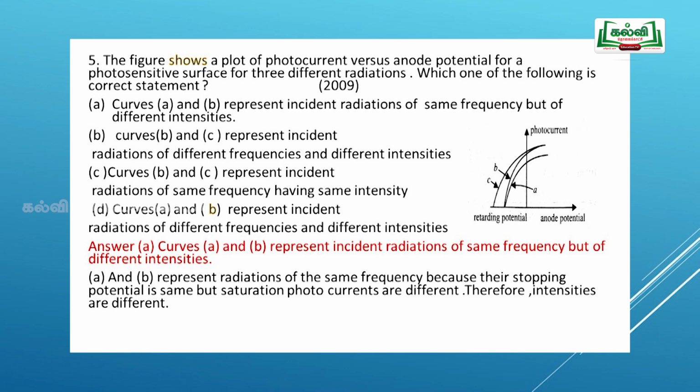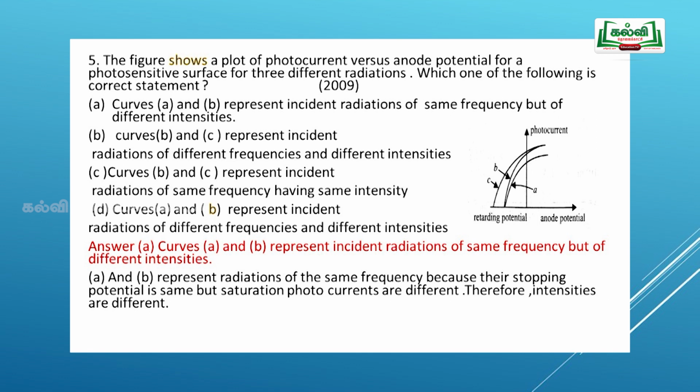Now, the graph is drawn between anode potential and photocurrent. As we already saw, when the stopping potential is same, the frequency is same. When the saturation current is same, the intensity is same. So we can say here the stopping potential for A and B is same, not equal to C. Whereas the frequencies of A and B are equal, which is not equal to the frequency of C. Whereas if you take the intensities, IB and IC are equal, which is not equal to IA.